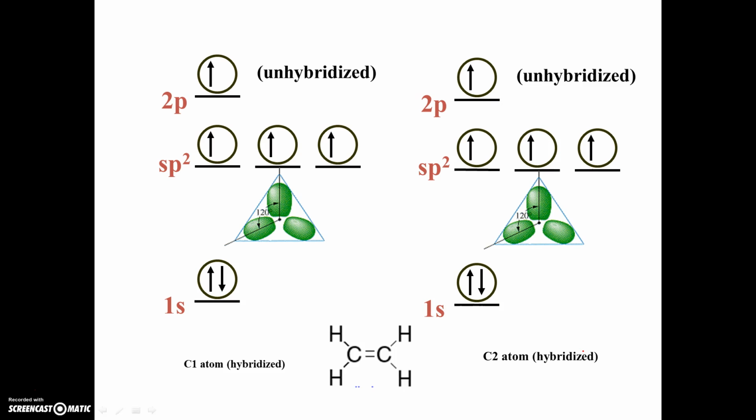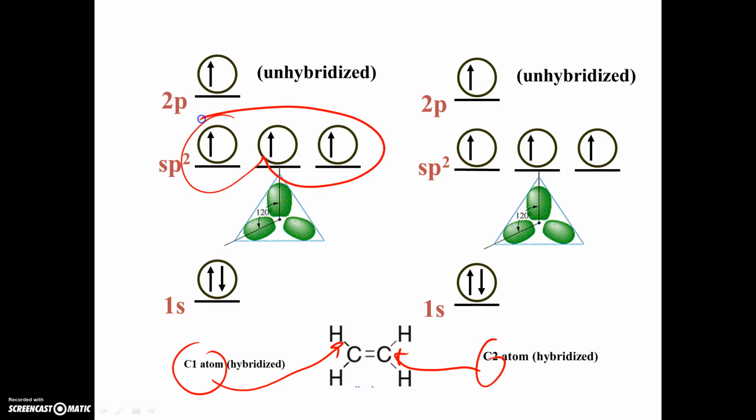Okay, so now this is the C1. This is our C2, that's this guy. You can see I did the same hybrid here as I just drew on the last slide. All of these are going to be sigma bonds. This might be the H. The electron from the H will come and overlap with that orbital. Here's our other H, and here's a carbon bond. That's this first bond right here.